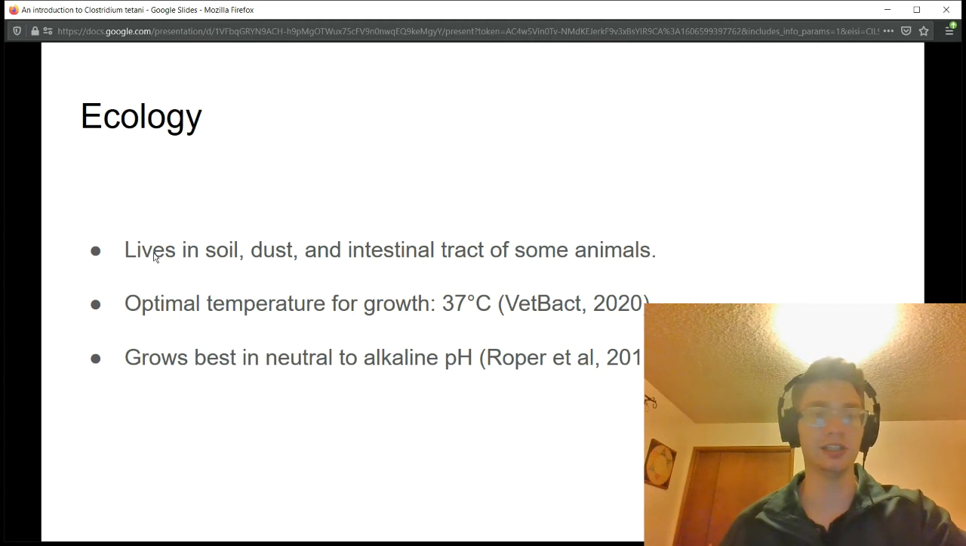As far as the ecology, it lives in soil, dust, and in the intestinal tract of some animals. It can pretty much be found in any soil, anywhere. If not the bacillus itself, the endospore can be found pretty much in any soil. Its optimal temperature for growth is about 37 degrees Celsius. Any higher than that, and the endospore will form, actually. This grows best in a neutral to alkaline pH.